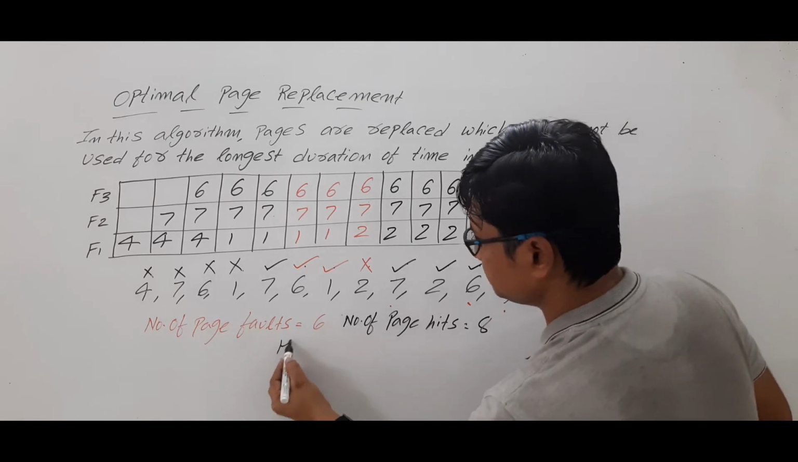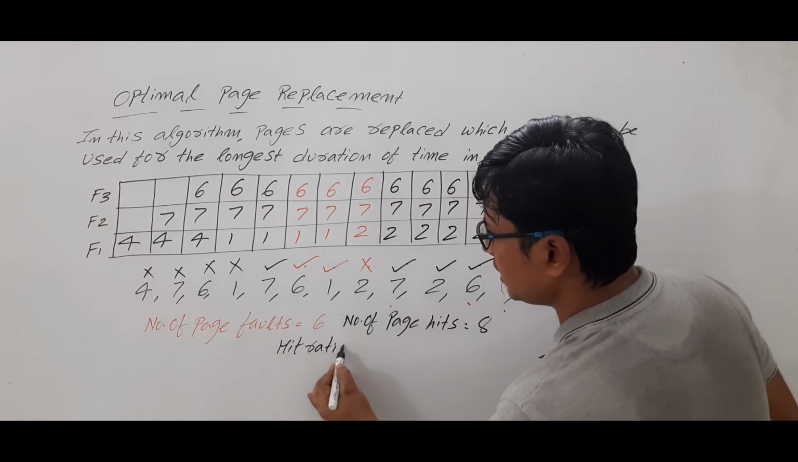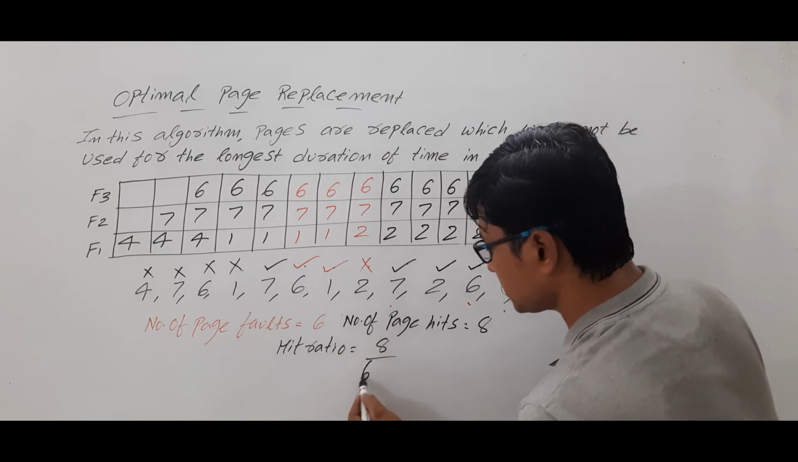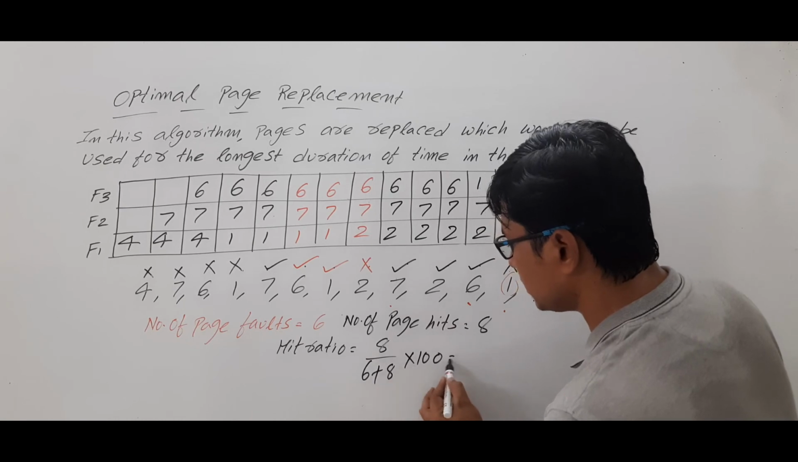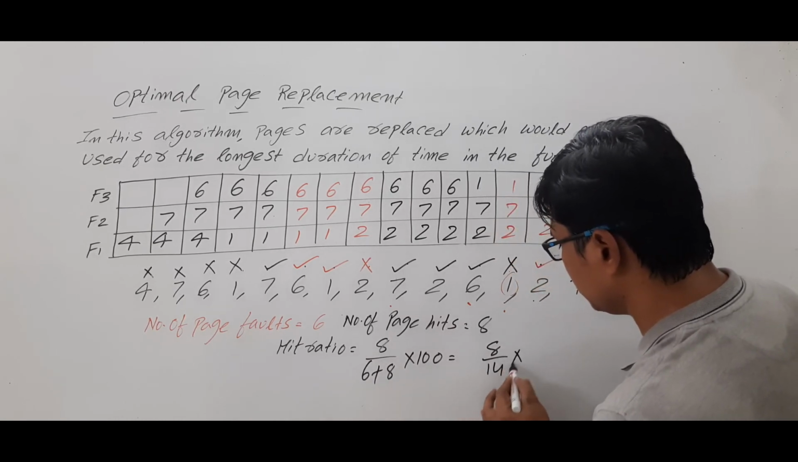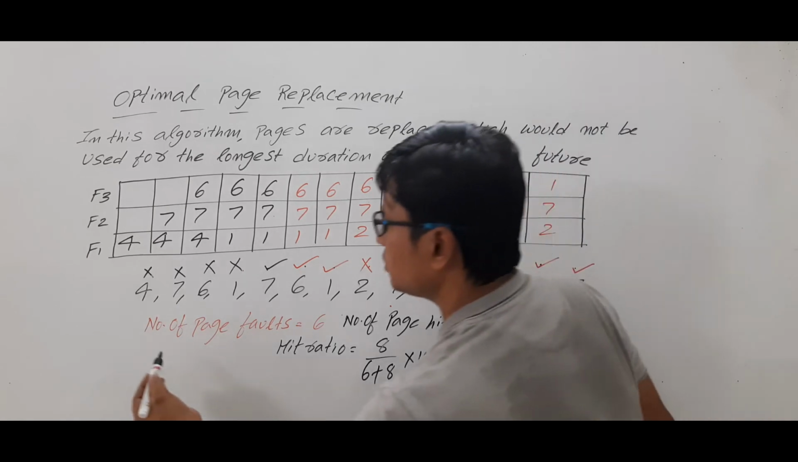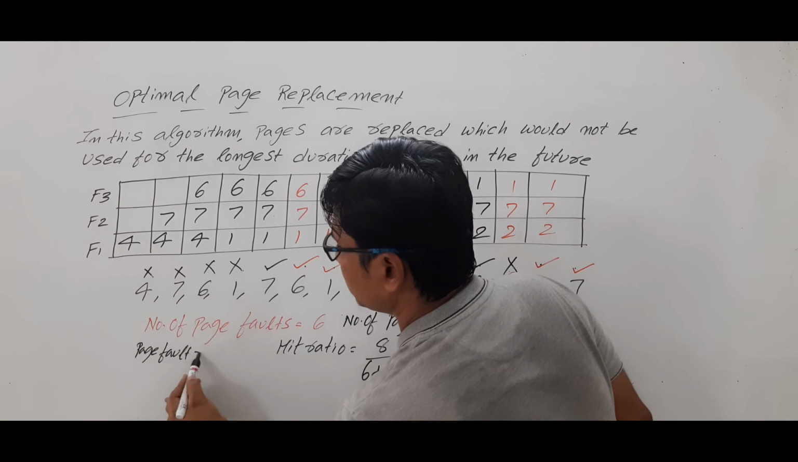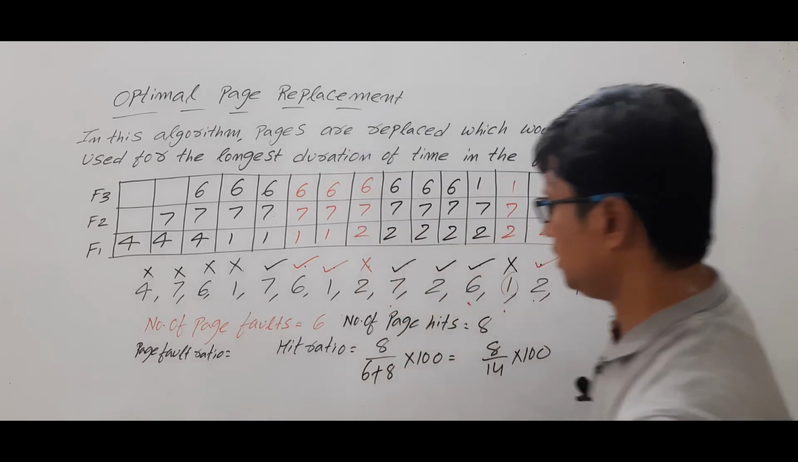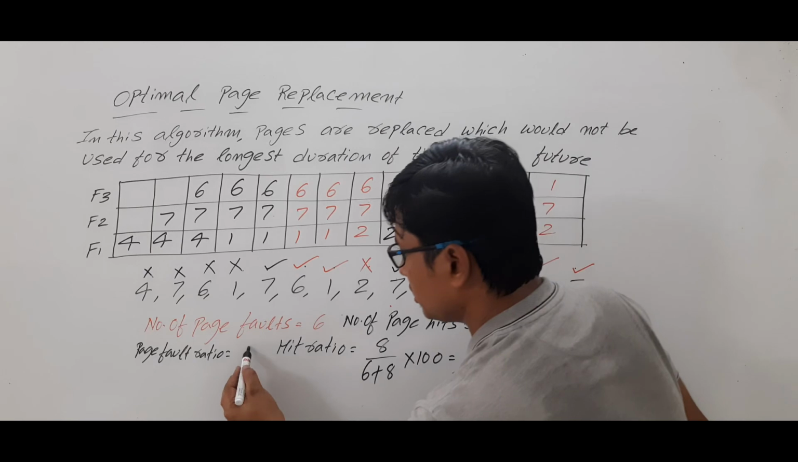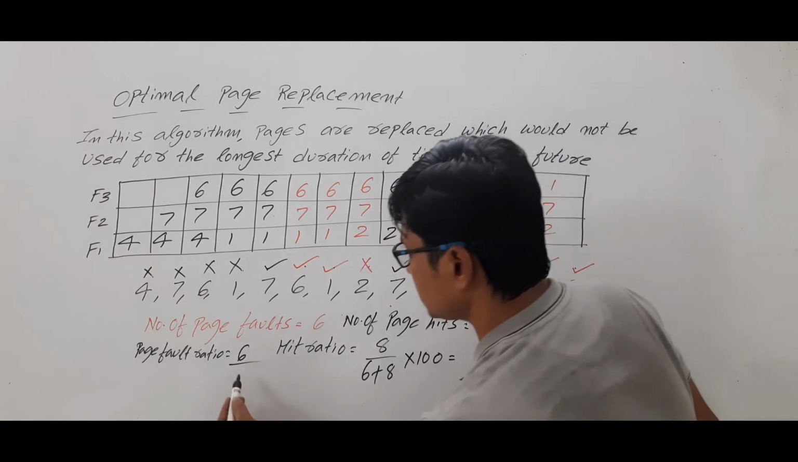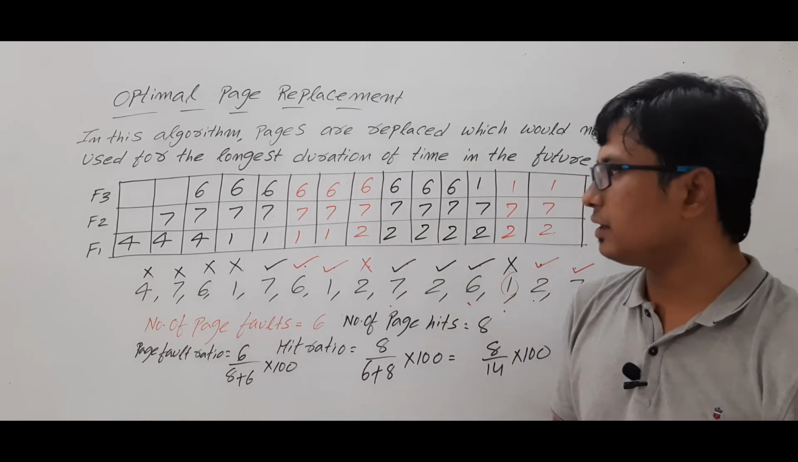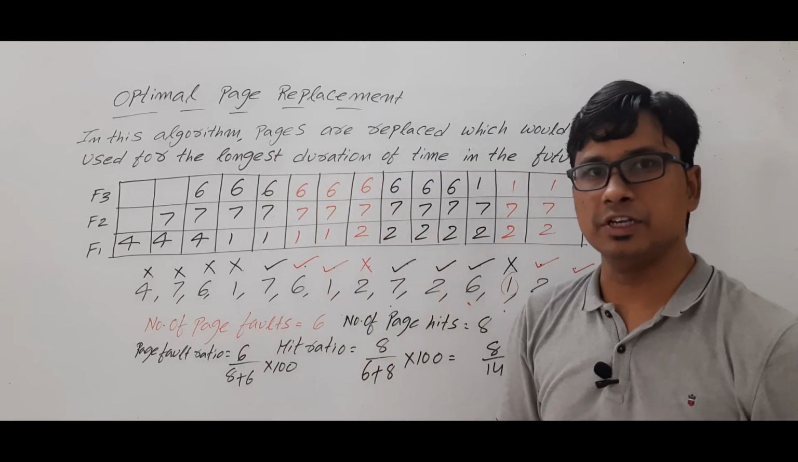So hit ratio. Hit ratio, how we will compute? Number of hits by number of references, which is 8 by 6 plus 8, into 100, which is equal to 8 by 14 into 100. If someone asks you to find the miss ratio or page fault ratio, how you will compute? You will compute the number of page faults by total references, which is 6 by 8 plus 6, into 100. So this is the way you can do the optimal page replacement algorithm.